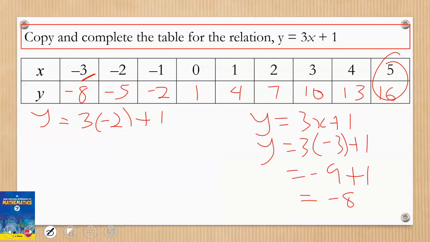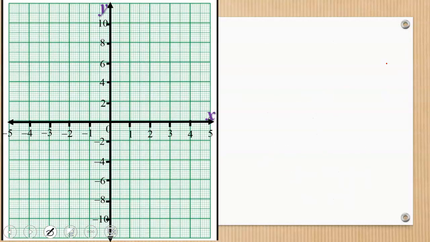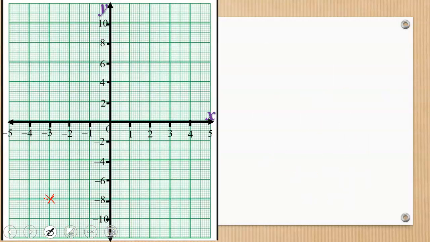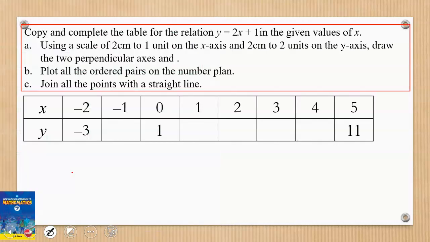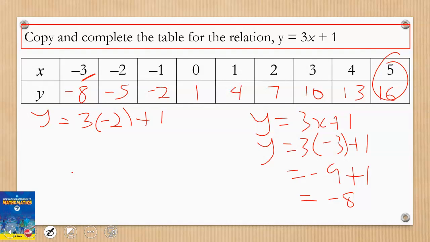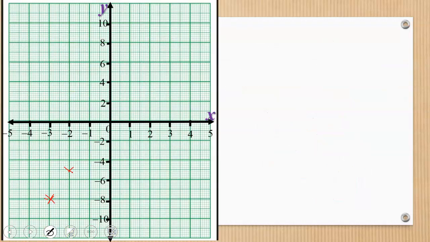So, let's say we want to plot -3, -8. -3, -8 means I'm going to get it somewhere here. Then if I look at -2, -5, -2, -5 will be somewhere here. Then again, I can plot 0, 1, sorry, 0 on the x-axis, then 1 on the y-axis. So that will be somewhere here.